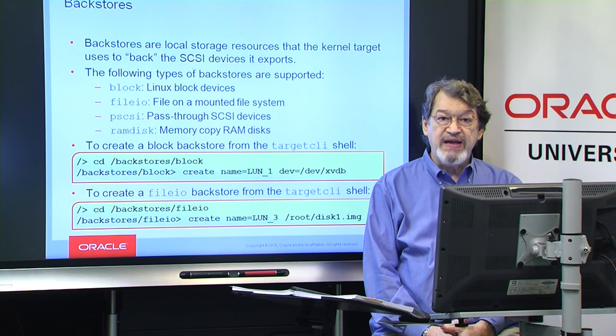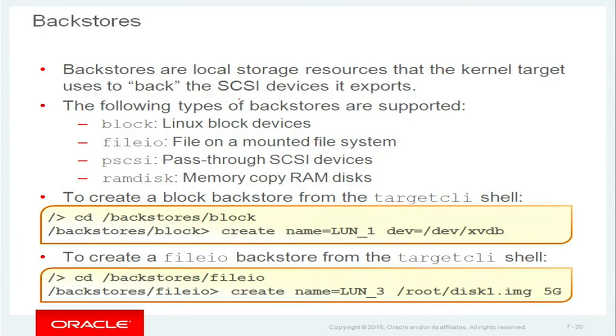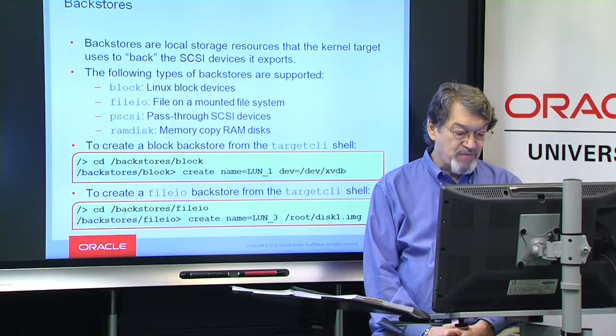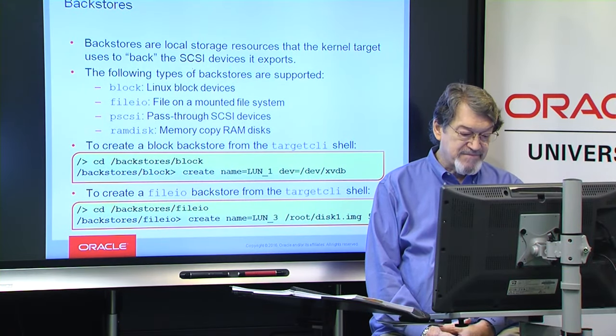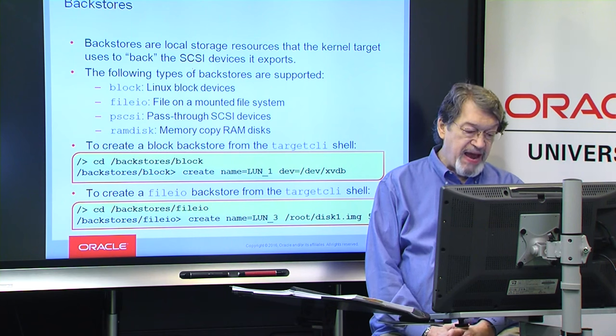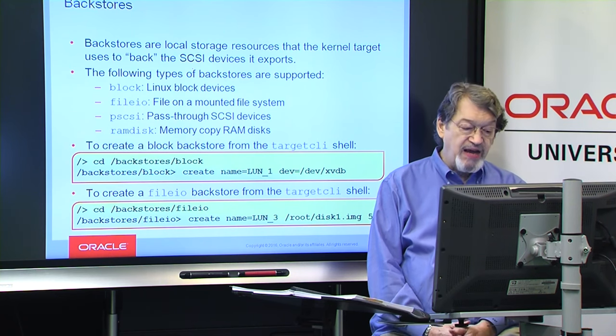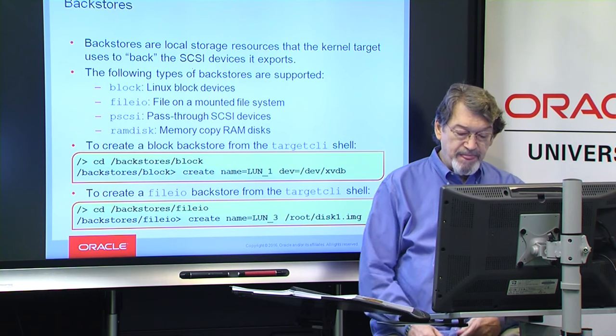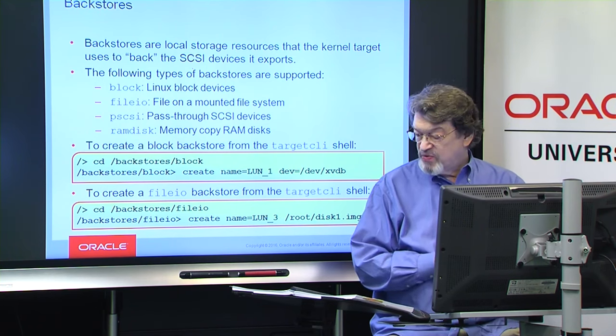Or if you have enough available free memory, obviously a RAM disk is available as well. So to create a block backstore from the command line interface, cd to the backstores block, and then create LUN1 and specify the device name. Pretty easy, okay? Within backstore, there's block, file IO, PSCSI, pass-through SCSI, and RAM disk. And so you can change into any one of those directories.